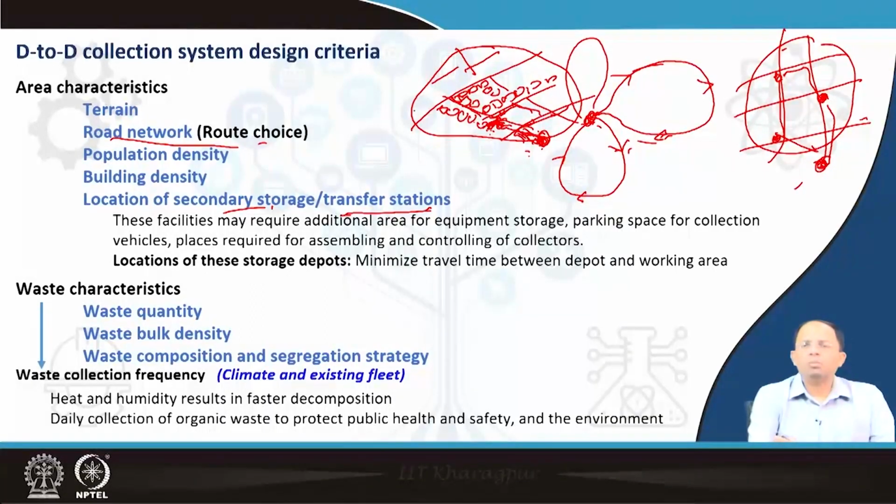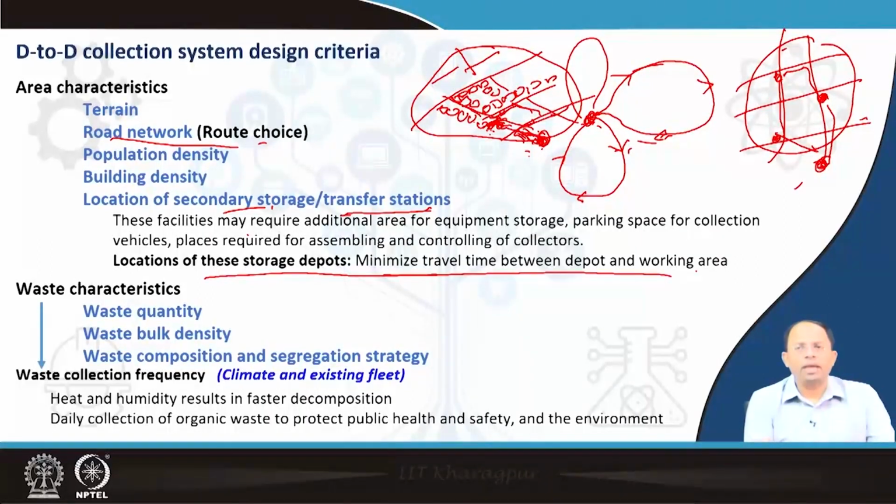In case it is very sparse, then I have to travel a lot, and my vehicle will get filled only after a lot of travel. So that also needs to be considered in my vehicle design and what kind of vehicle I will choose, and so on, right? Then the location of the secondary storage or transfer station. We always try that the location of these storage depots should be such that it minimizes travel time between the depot and the working area. So it should not be too far away. If it is centrally located, it's best. That means from the center, I will go in different directions and come back.